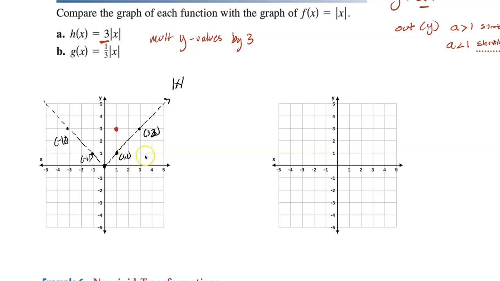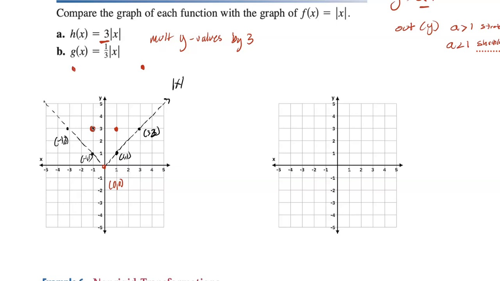3 times 3 is 9, so it becomes like up here. You can start at 0, 0. 0 times 3 is 0, so it stays right there, because that was 0, 0. Right, it still stays. Negative 1, 1: 1 times 3 is 3, so it goes up here. And then 3 times 3 is 9, so it'll be up here again.